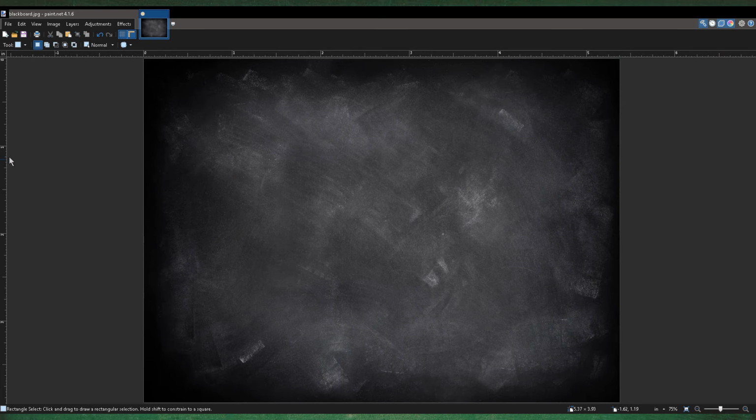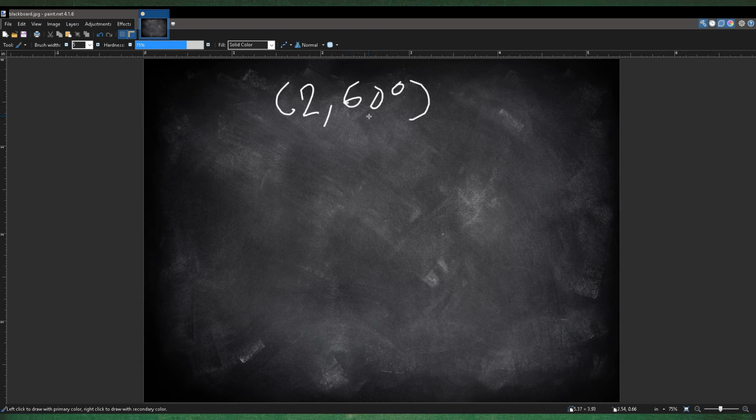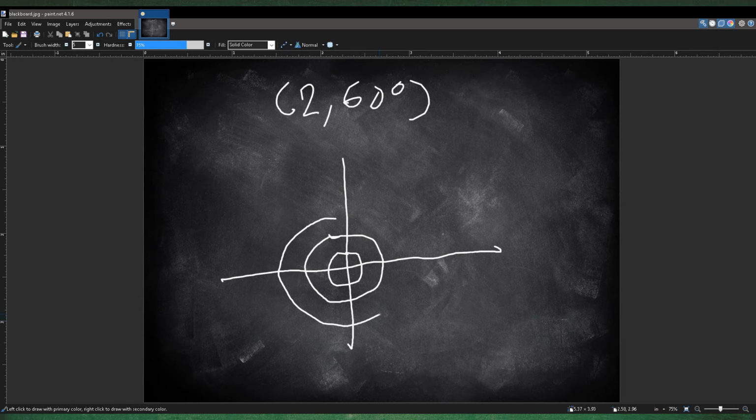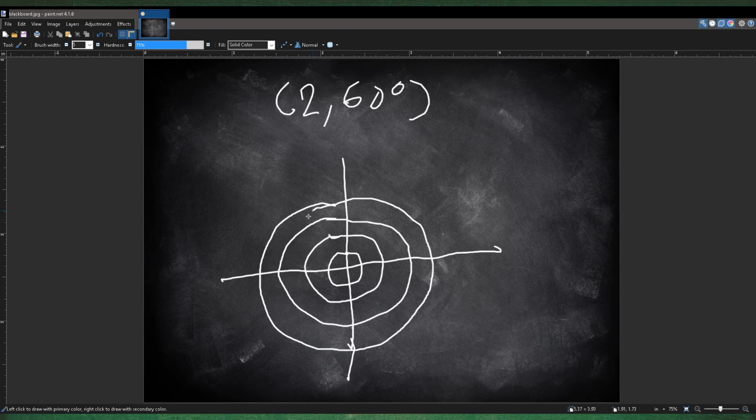Now, another property of polar coordinates is that there are multiple ways to write the same point. Let's take, for example, 60 degrees. There are multiple ways to write this. A polar graph looks kind of like this, with multiple circles. Sorry, my drawing is bad. Let me make this longer. Okay, there's just a bunch of circles.